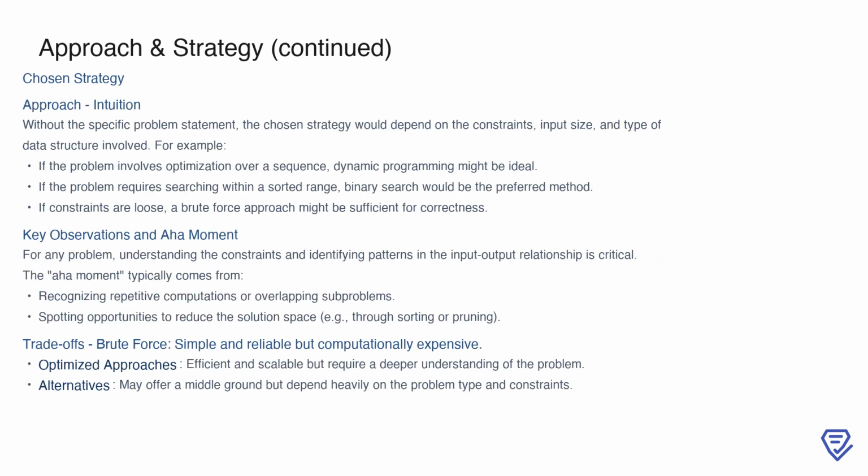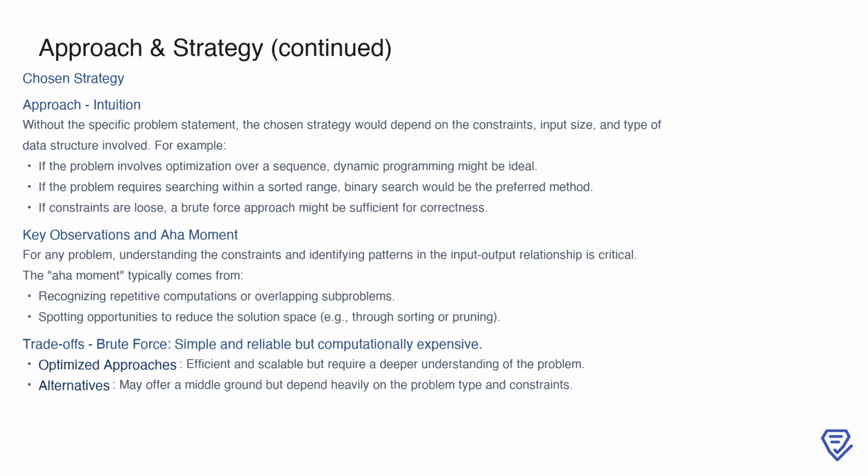The choice of strategy ultimately depends on the problem's constraints, the input size, and the type of data structures involved. For instance, if the task focuses on optimizing a sequence, dynamic programming might be the most effective approach. For searching within a sorted range, binary search is typically the go-to solution. On the other hand, if the constraints are loose, a brute force approach could suffice for correctness, even if not the most efficient. The key to identifying the right strategy lies in making observations about the problem.